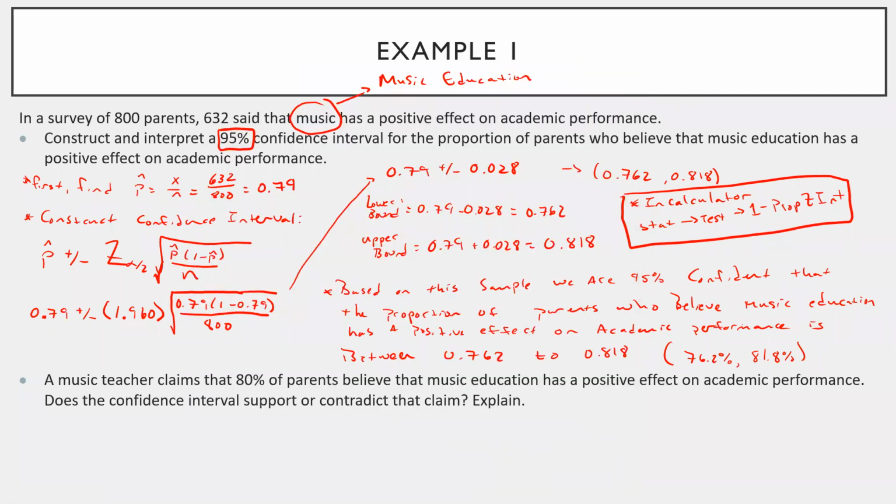So look, before we do the next 2 examples, let me just ask you this. This is the next follow-up question. So imagine there's this music teacher, and he or she says, hey, I know for a fact that 80% of parents believe that music education has a positive effect on academic performance. So he or she, the music teacher, is saying 80% of adults. So let me ask you this. Does the confidence interval support or contradict the teacher's claim? Okay. So this was the confidence interval, 76.2% to 81.8%.